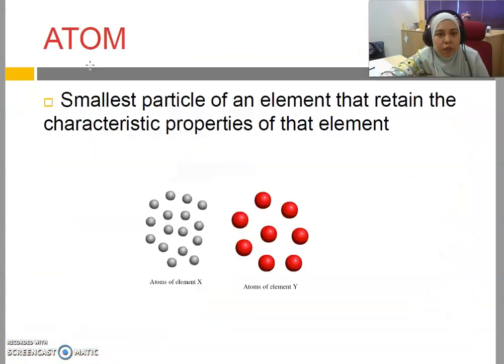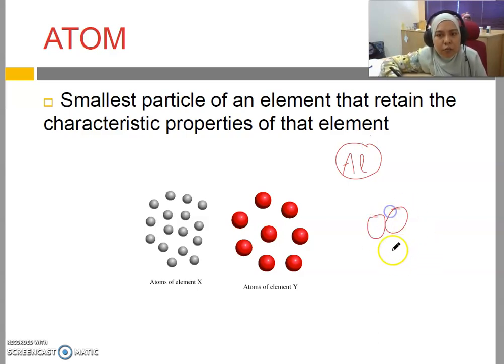So first kita tengok on definition. This is the definition of atom. Atom is the smallest particle of element that retains the characteristic properties of the element. Atom adalah untuk satu benda yang pure without any impurities. Inilah kita contoh aluminium. So satu atom aluminium, this is the smallest particle. Kalau dia bergabung dia akan jadi molecule, no longer an atom.